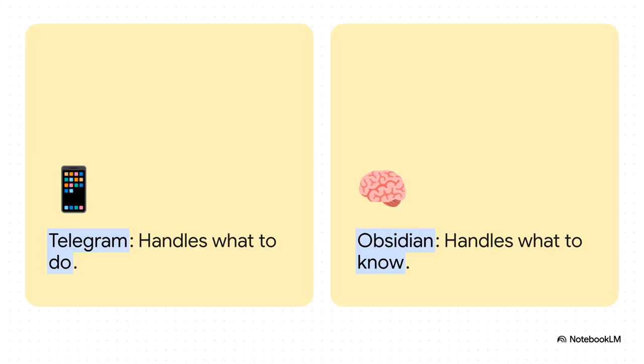So the crucial point in this knowledge architecture is the absolute separation of concerns. Telegram is strictly for task execution. It essentially handles the what to do. Obsidian, on the flip side, is the permanent knowledge record. It handles the what to know. This is a brilliant division because it prevents working memory overload. It guarantees that your actionable, day-to-day tasks don't just get buried and lost in a massive sea of research notes.